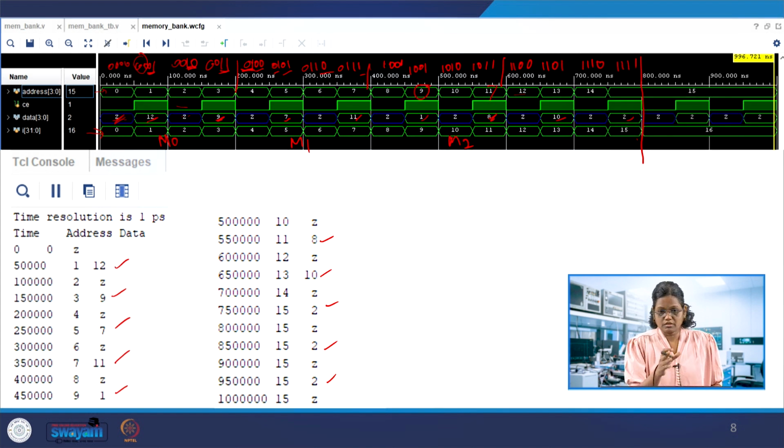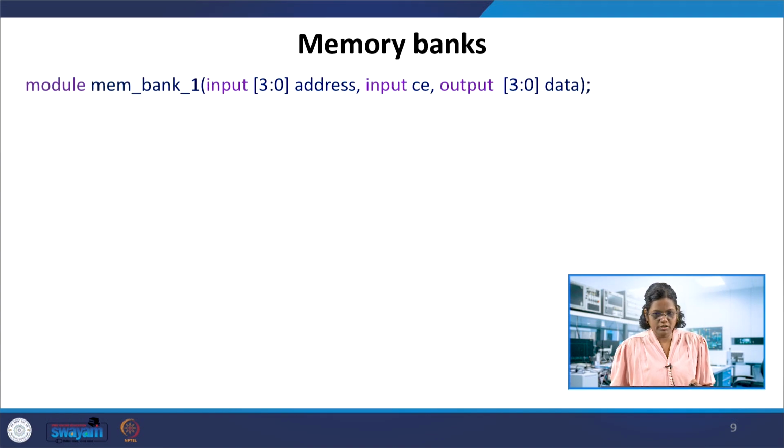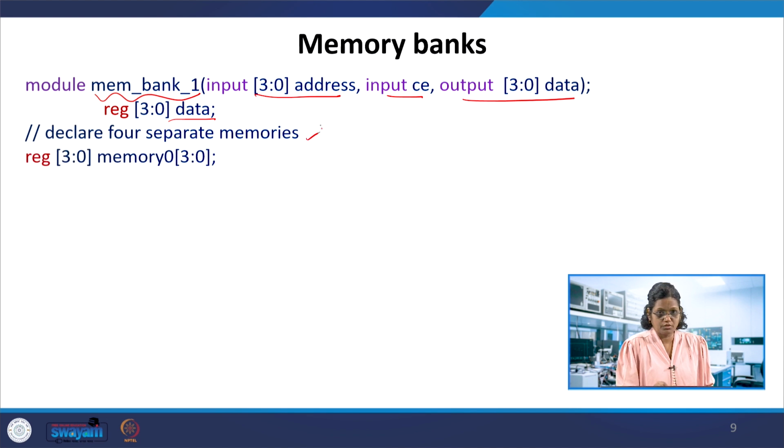So this is an example of how to create memory banks with the assign statement, which is a continuous statement. The same thing could be done with an always statement as well. So let's see the Verilog module for the always statement. The module has the memory bank inputs: address, chip enable, and the output data, as in the previous case, declared as reg data, which is 4 bits.